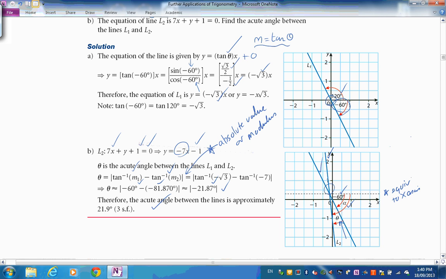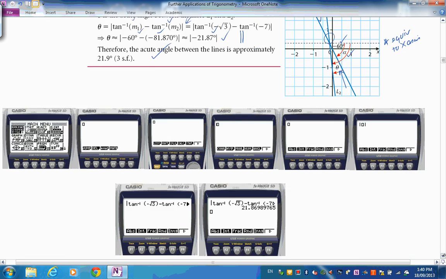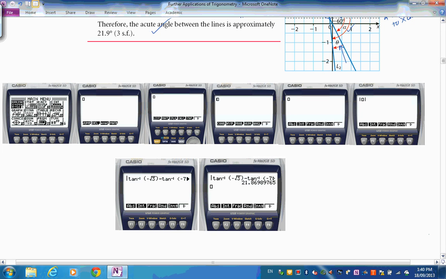Okay, so do you want to have a look? We'll go down and see how you might do that on the calculator, that absolute value. And here it is here. I don't think it's actually necessary, because you can actually do it by hand and then make the answer positive at the end. But I'll just show you.